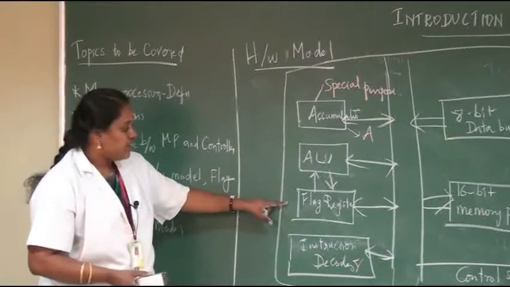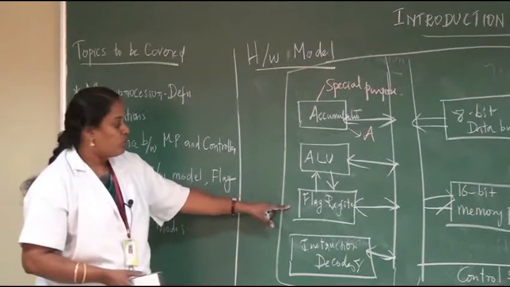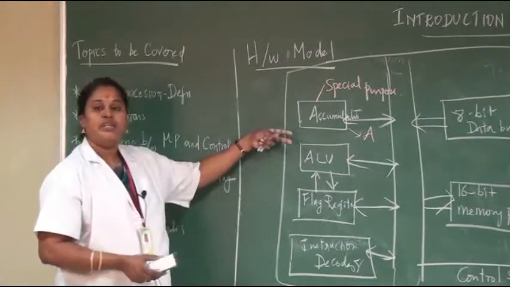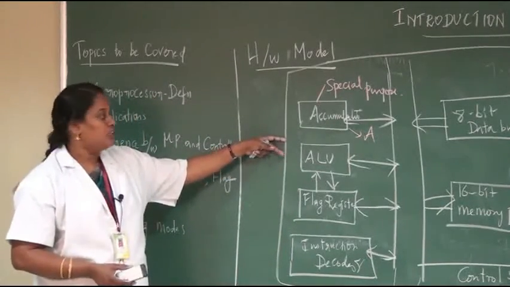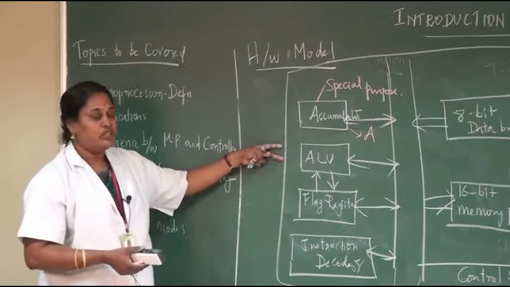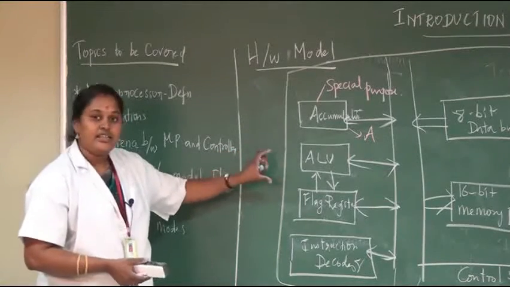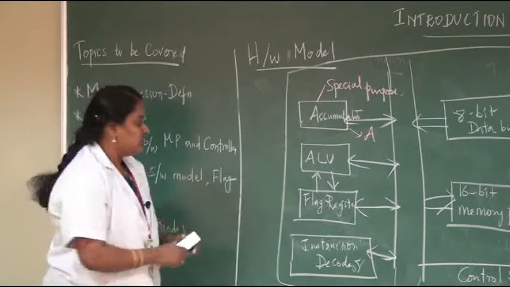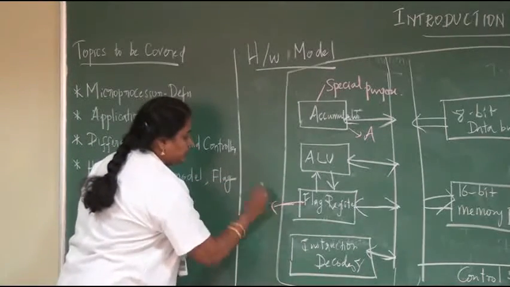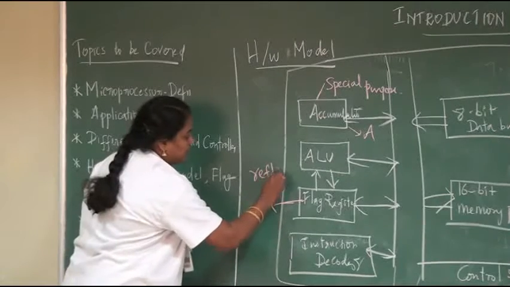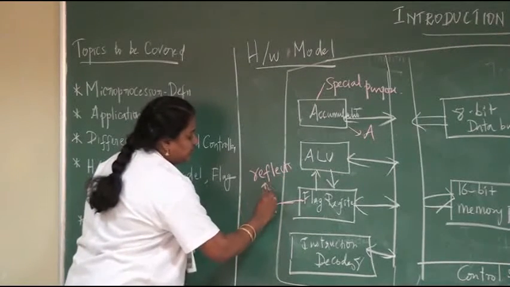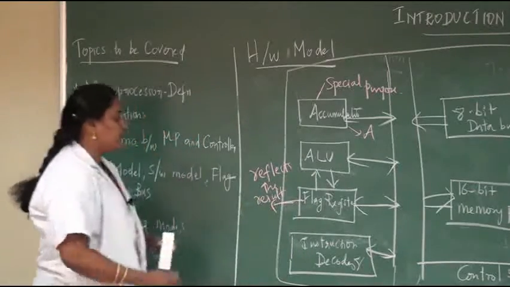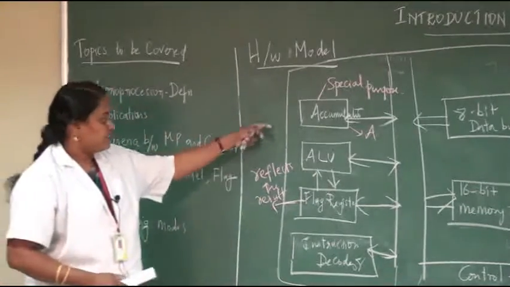And the next is we have the flag register. So what is the role of the flag register? It is going to reflect the result of the previous arithmetic operations. Suppose we perform an addition operation, if it generates a carry result, it is reflected using the flag register. So the flag register reflects the result of the previous arithmetic operation.